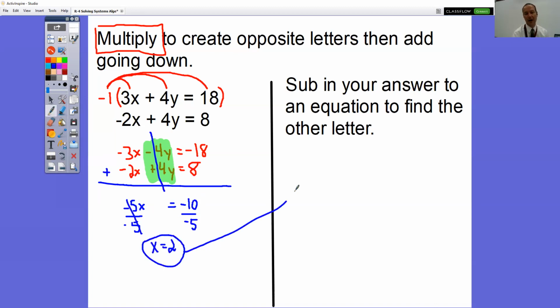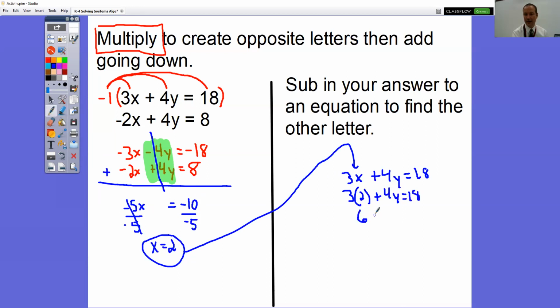The second half of every single problem is to take it and sub it back in. So I'm going to sub it into the top equation because that one looks easier to me. So instead of 3 times x, I have 3 times 2.